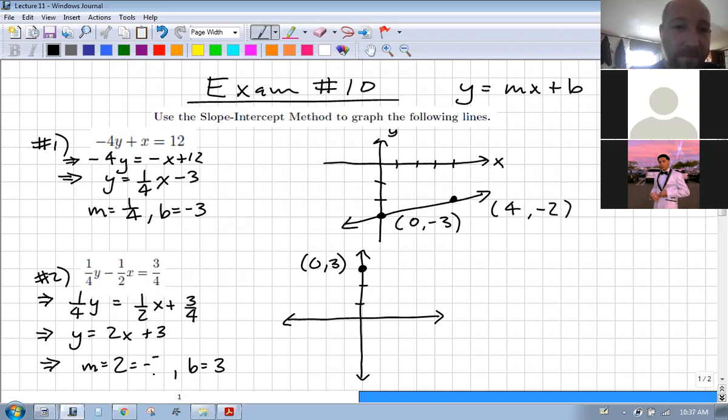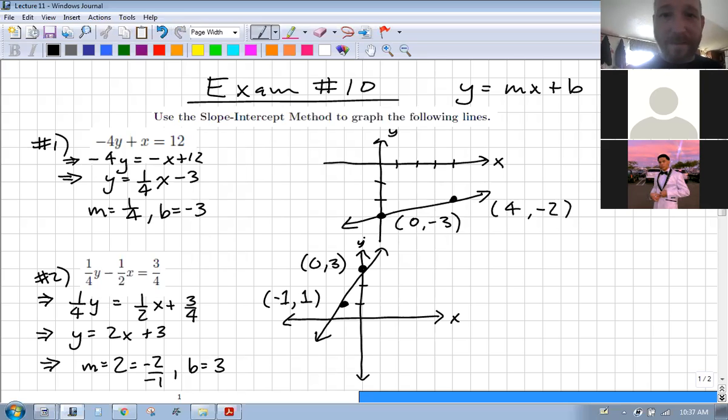Or I can go down 2 and to the left 1. If I go down 2 and to the left 1, I'm right here. So I could either put a point up here or down there. Either way it works. So this point here, if I went down 2, I'm at 1, and if I went to the left 1, I'm at -1. So there's 2 points on my line.